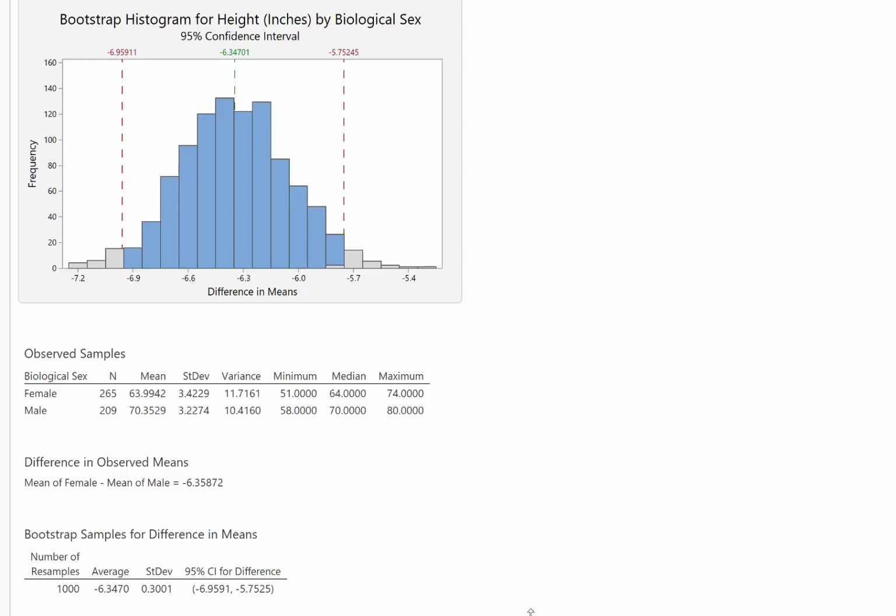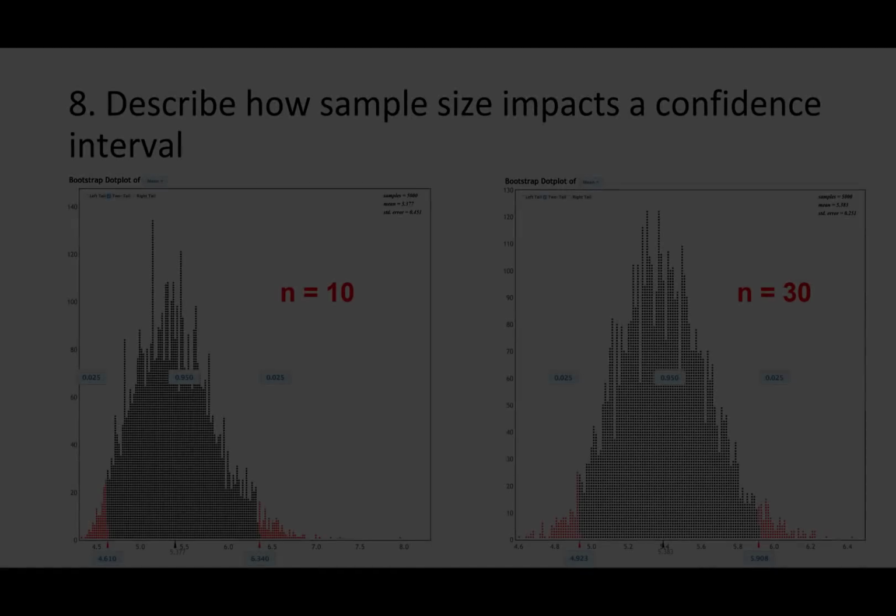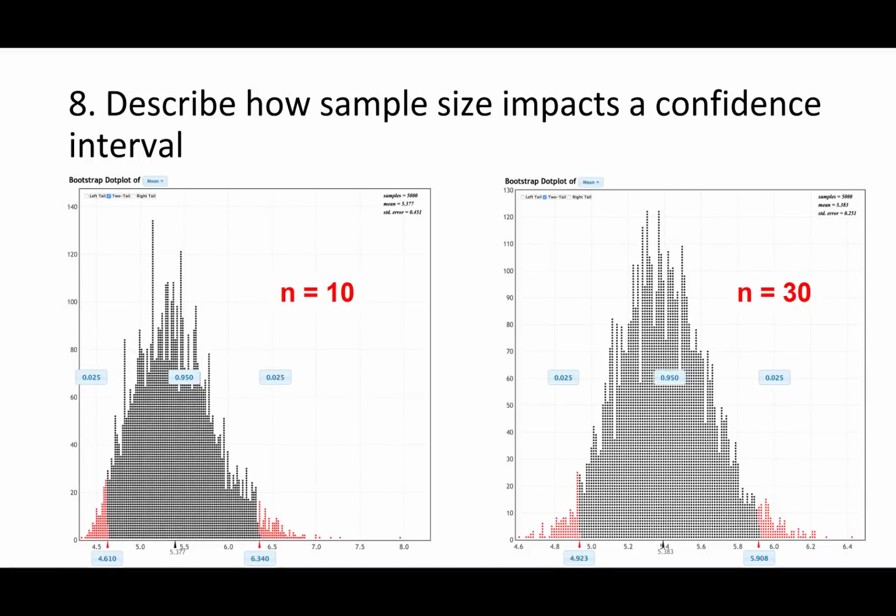This takes us to our last learning objective. Describe how sample size impacts a confidence interval. Here, I have constructed two bootstrap sampling distributions using a hypothetical data set. On the left, n equals 10, and on the right, I tripled the data set to n equals 30.